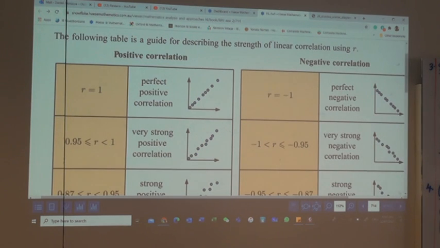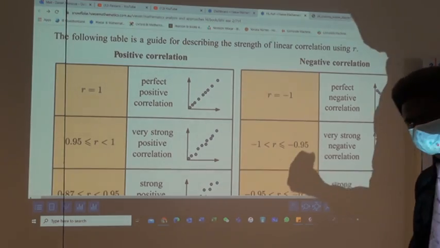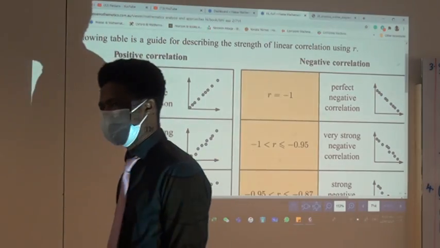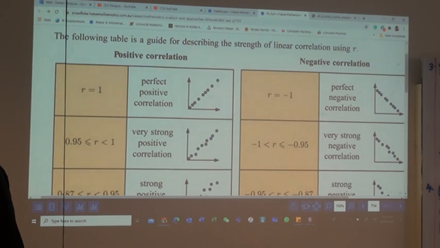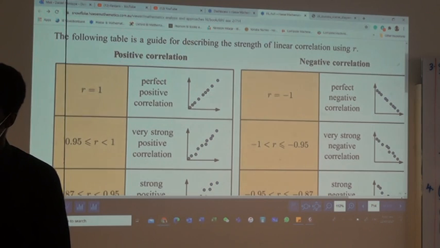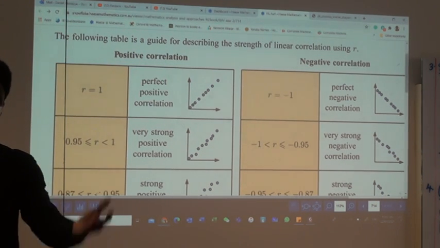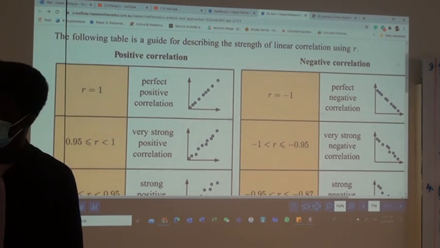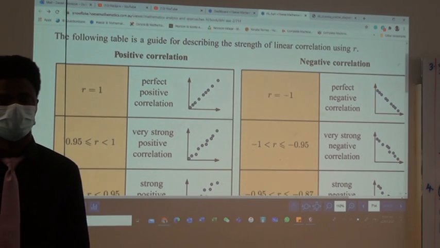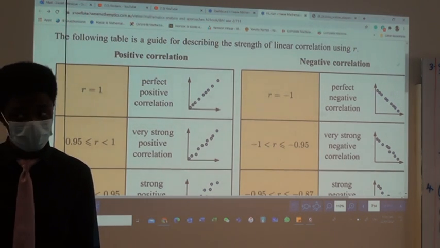Please, R is not the gradient of the line. Don't get it twisted. R is that measure of strength that tells you how strong, moderate, or weak the correlation is. It's the measure of that strength. And if there is no correlation, R tells you, oh, there's nothing here. R is not the gradient of the line.